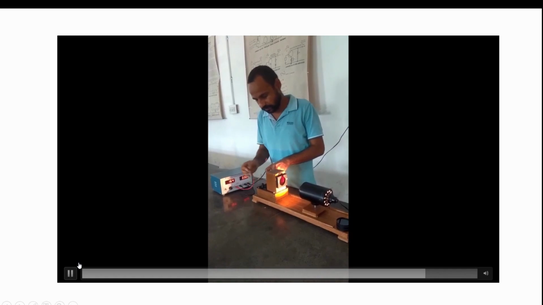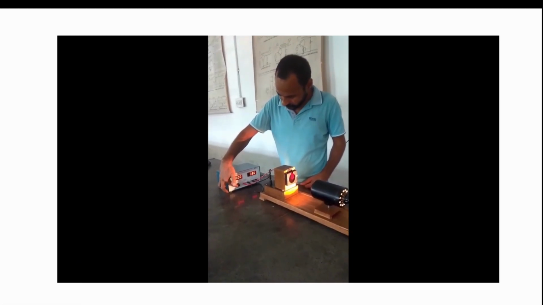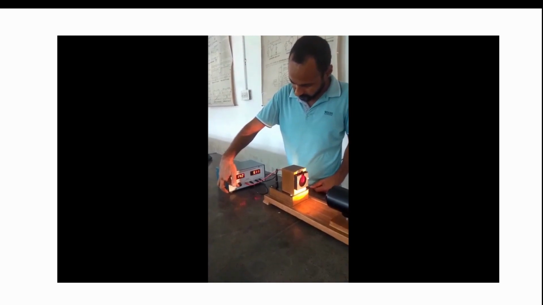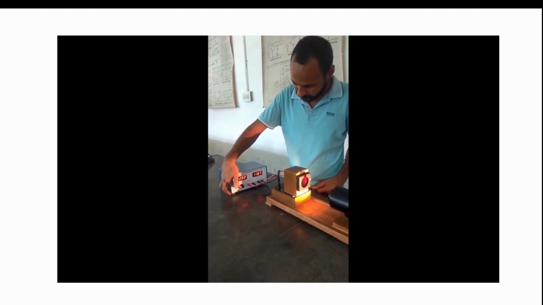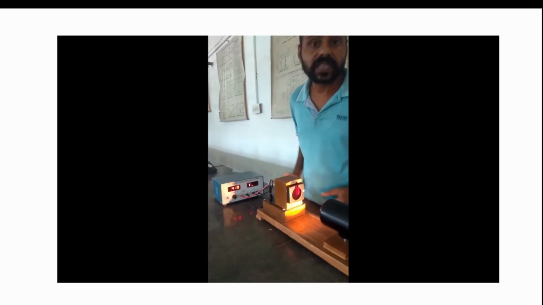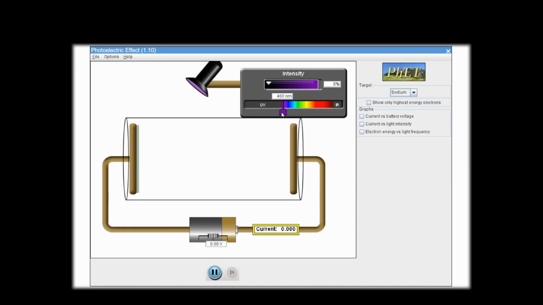Now we are changing the polarity and increasing the potential from zero, and you can see that with increase in potential difference the current increases and reaches a maximum value. This maximum value of current is called the saturated current. In this experiment there are four variables: the photoelectric current, the intensity of light, the frequency of light, and the potential difference between cathode and anode. The photoelectric current depends upon the other three variables: intensity, frequency and potential difference.